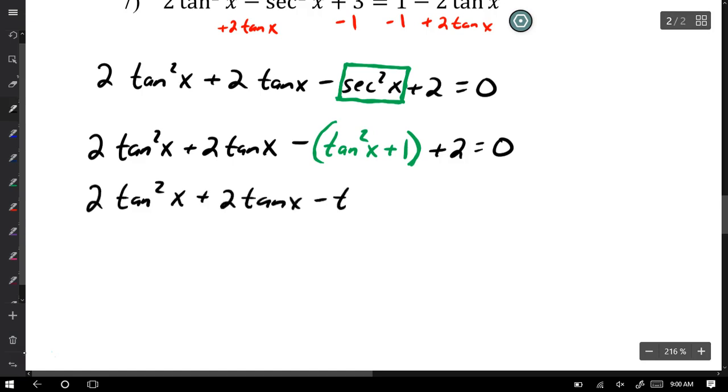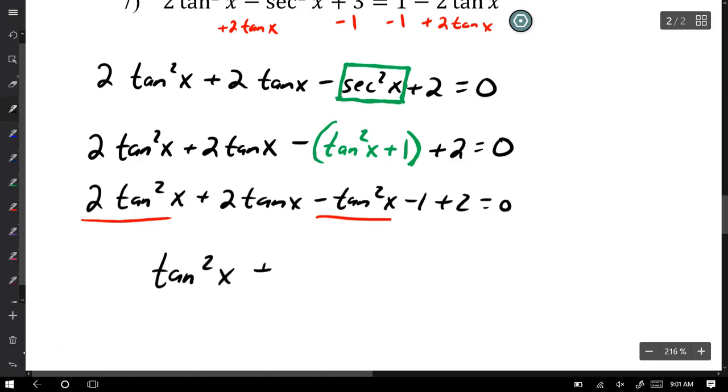So I'm going to have a minus tangent squared of x minus 1 plus 2. All right, we're almost at the factoring technique. 2 tangent squared of x minus tangent squared of x is just going to give me 1 tangent squared of x. So I have tangent squared of x plus, there's no like terms, and then negative 1 plus 2 is positive.